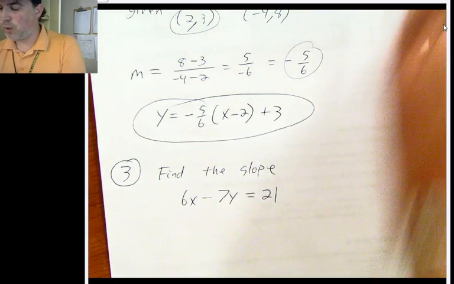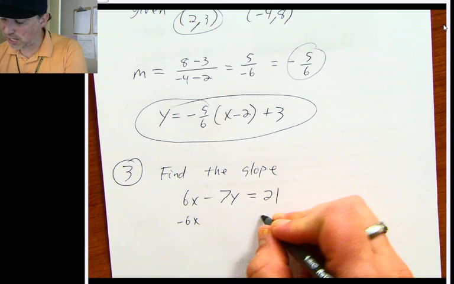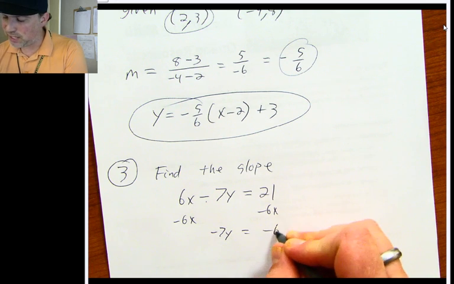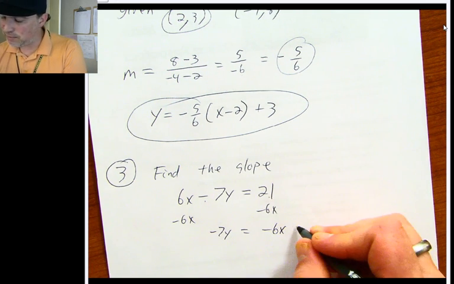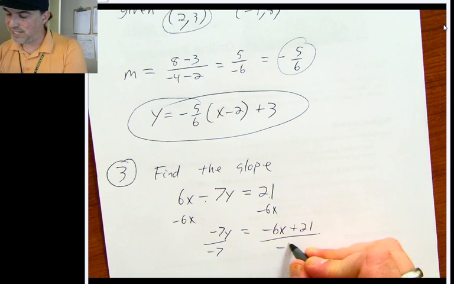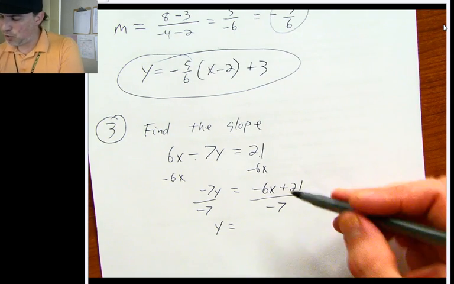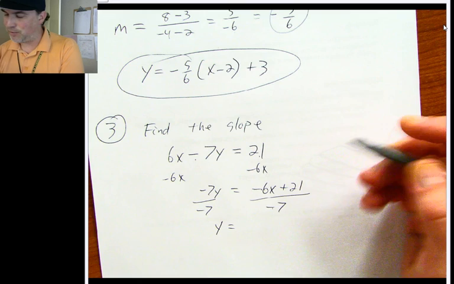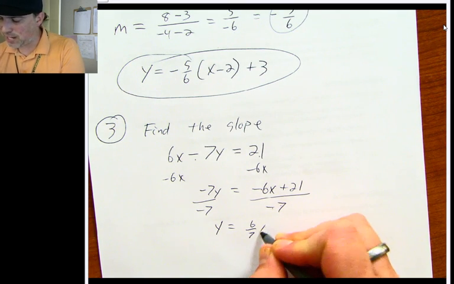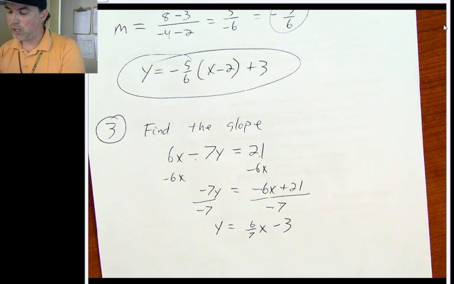So we're going to take this equation and solve it for y. First, subtract 6x from both sides. Don't forget about this negative. Negative 7y equals negative 6x. 21 is positive, so plus 21. I then divide everything in the equation by negative 7, and y equals, and I'm going to handle these individually. Negative divided by negative is a positive, but 6 and 7 do not divide evenly. So it's positive 6 over 7x, and then positive 21 divided by negative 7 is negative 3, so minus 3.